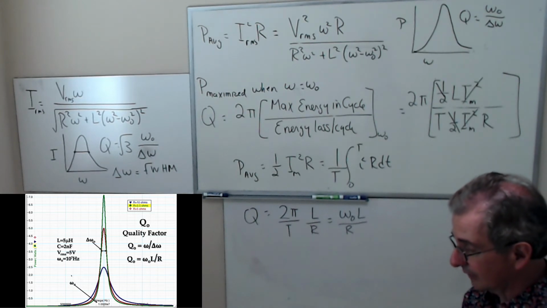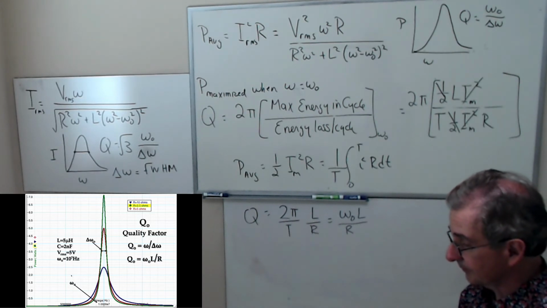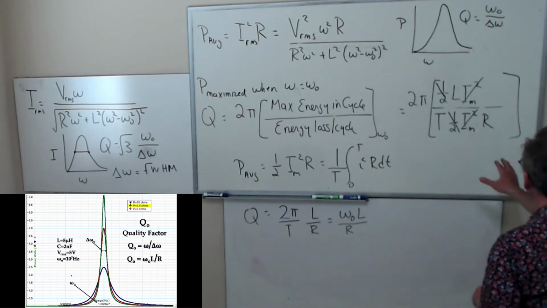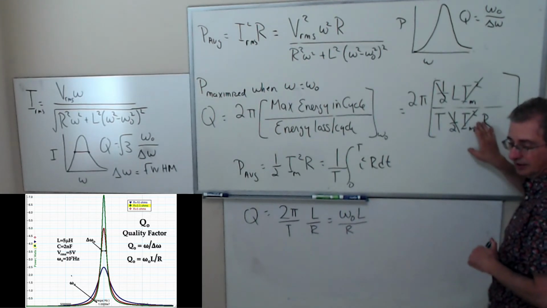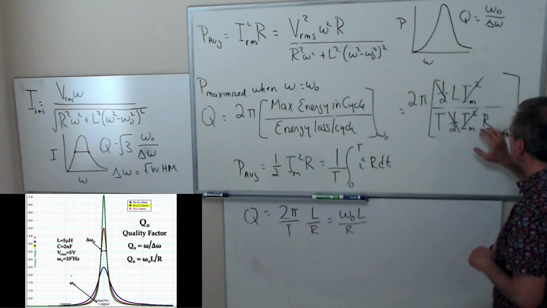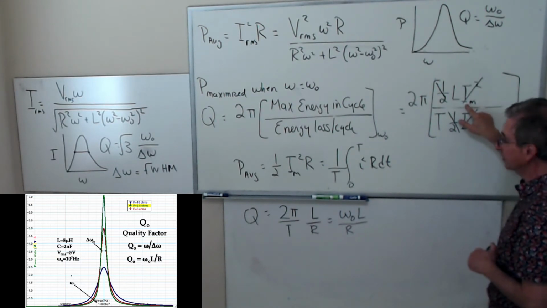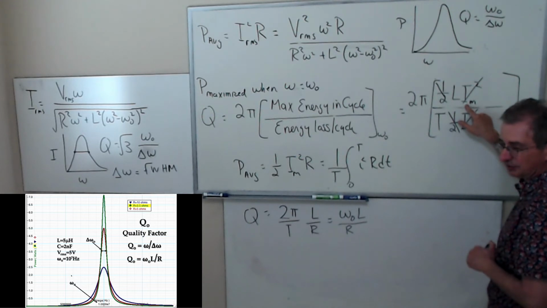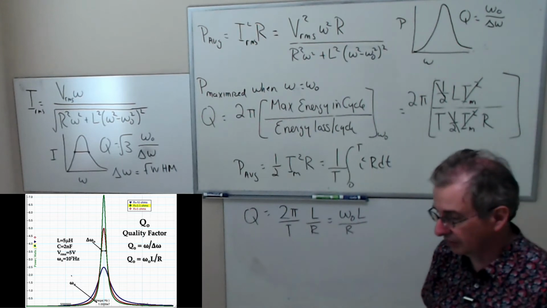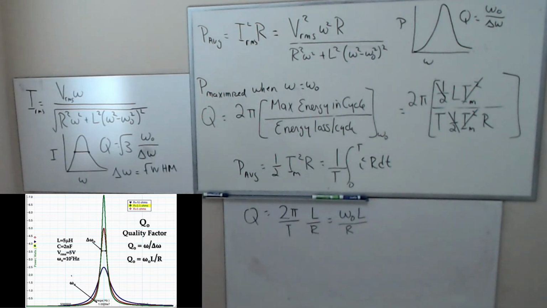And does this energy include the energy that was lost in the resistor? Only down here. Okay, it's only down here. But the I sub n does include the energy that's lost by the resistor, right? Yes. Okay, so that accounts for it.